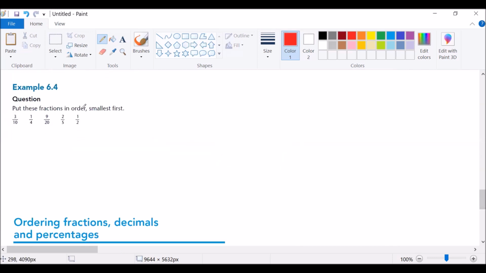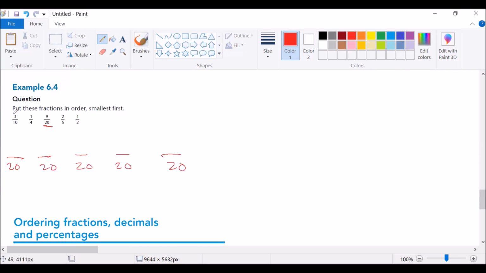Put these fractions in order, smallest first. Okay, so we have 10, 4, 25, and 2 as our denominators. First, we have to find a common denominator. Which number do 10, 4, 5, and 2 get into without leaving a remainder? So we can see that 20 is a common multiple of 10, 4, 5, and 2. So we express all these fractions with a denominator of 20.